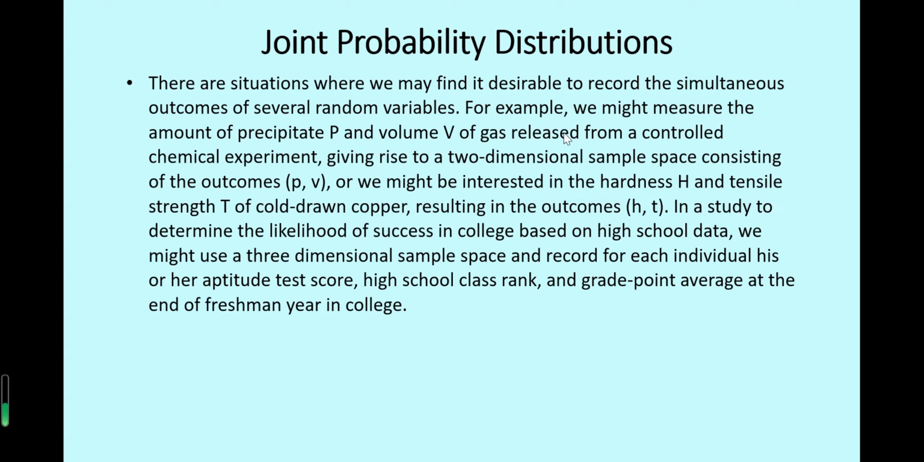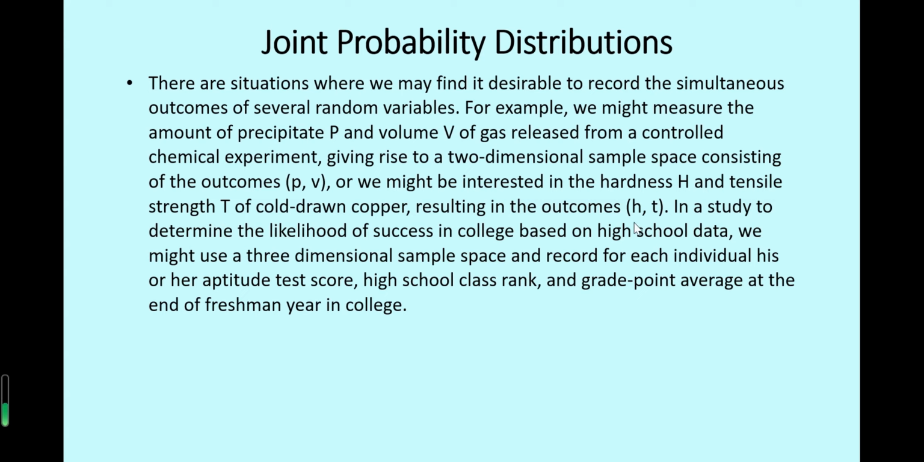For example, we might measure the amount of precipitate P and the volume V of gas released from a controlled chemical experiment, giving rise to a two-dimensional sample space consisting of the outcomes P and V. Or we might be interested in the hardness H and tensile strength T of cold-drawn copper, resulting in the outcomes H, T.